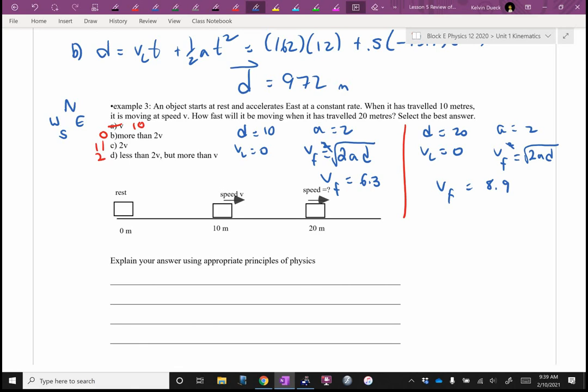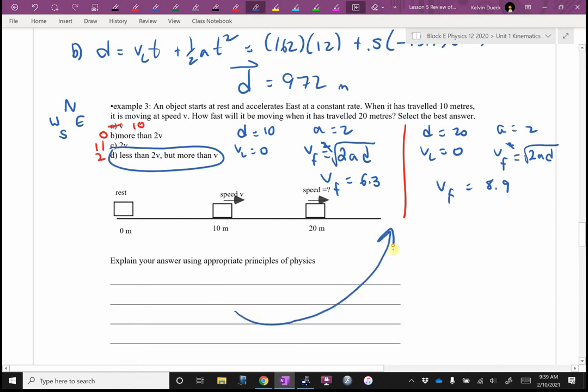Two of you lucked out, because I don't think you thought that intuitively. You're going with the answer that looks the weirdest is probably the right one, or just trying to be different. And it says explain your answer using appropriate principles of physics. There's my proof right there. By the way, if you really want to be fussy, it's not twice as fast after twice the distance. It's root 2 as fast after twice the distance because of that square root. So it's 1.41 times as fast.